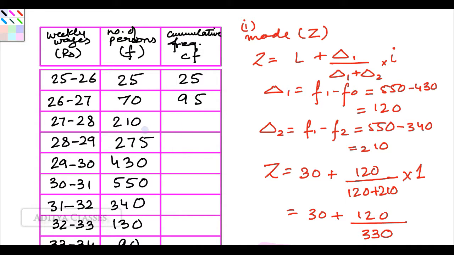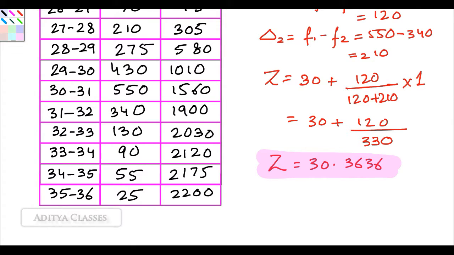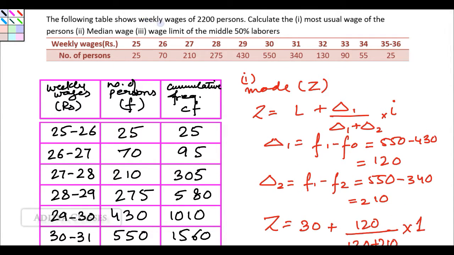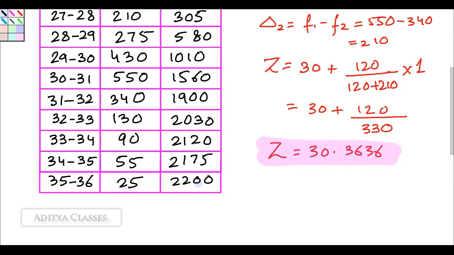Frequency up to the third class: 95 plus 210 would give me 305. Or simply we can keep on adding the new frequencies. Up to this point 305, new frequency is 275, so total would be 580. 580 plus 430 would give me, finally, 2200. They had said the following table shows weekly wages of 2200 persons, so when we add all these, we get 2200 persons.